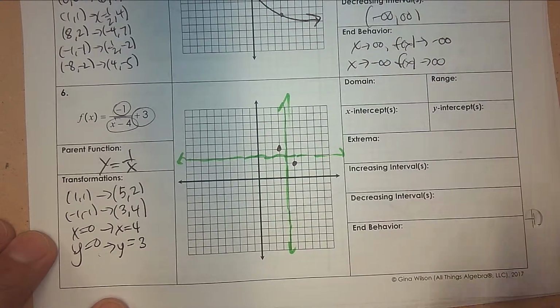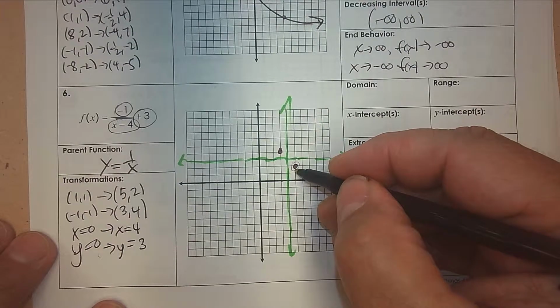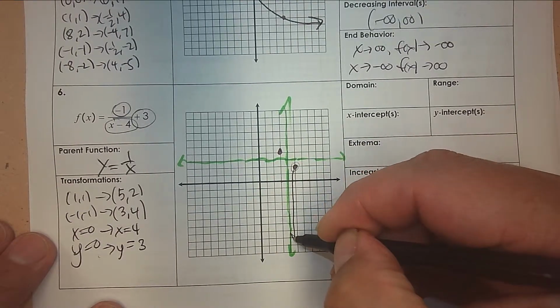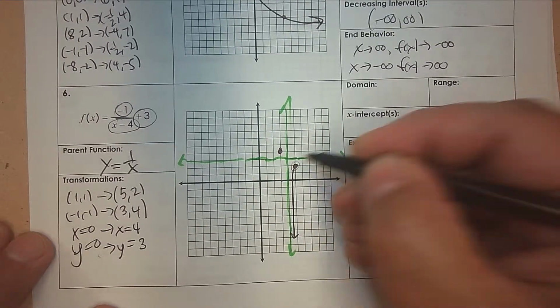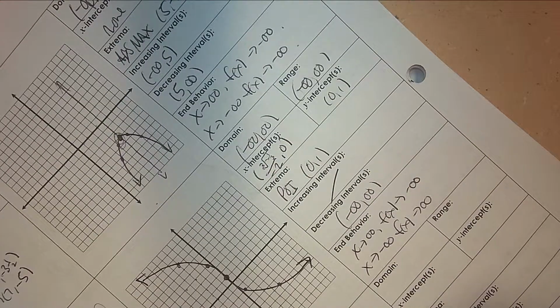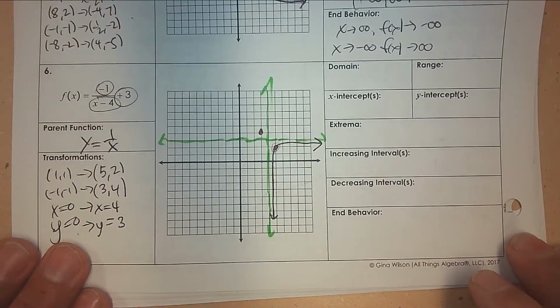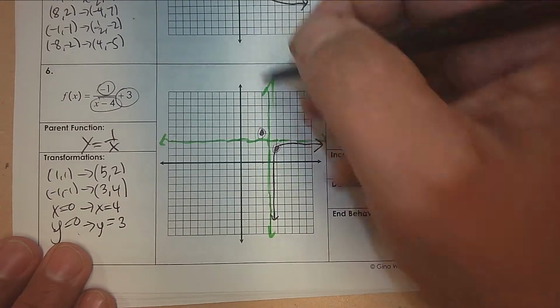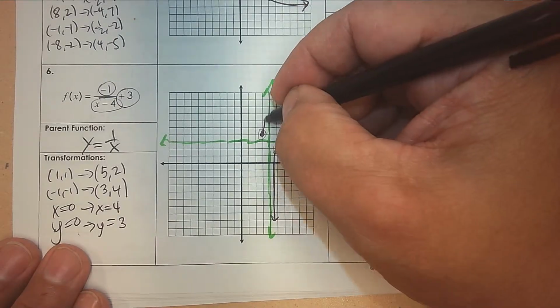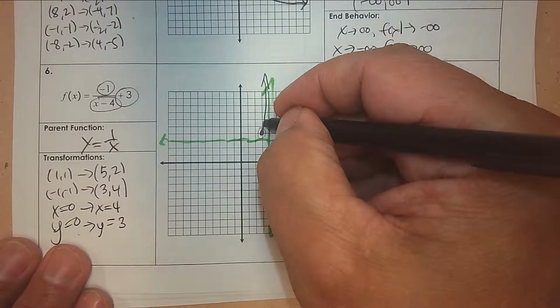So understand what's below. At the vertical asymptote, it goes down forever because it's underneath that horizontal asymptote. And then as it goes up, it's going to follow the horizontal. That's the end behavior. The point that's above, at the vertical asymptote, it goes to infinity. And then to the left, it follows the horizontal asymptote.